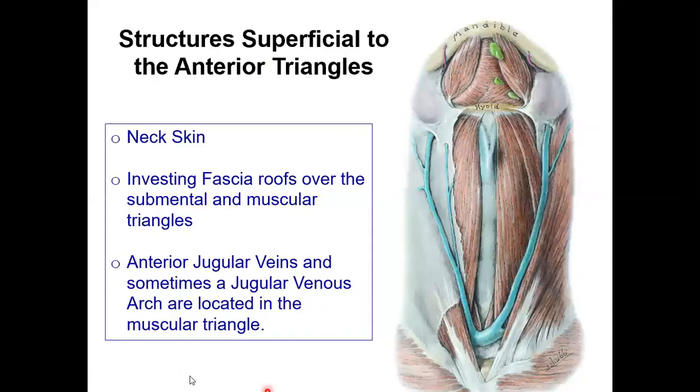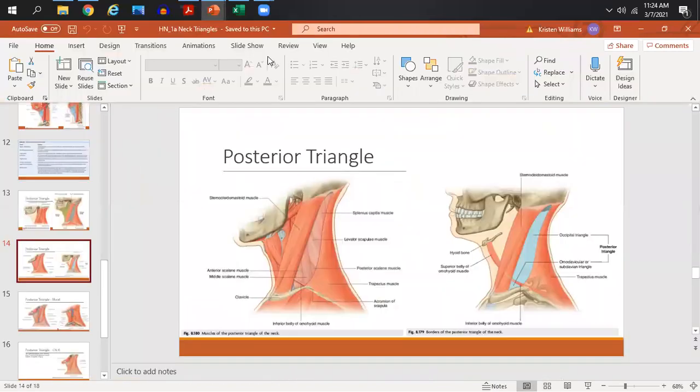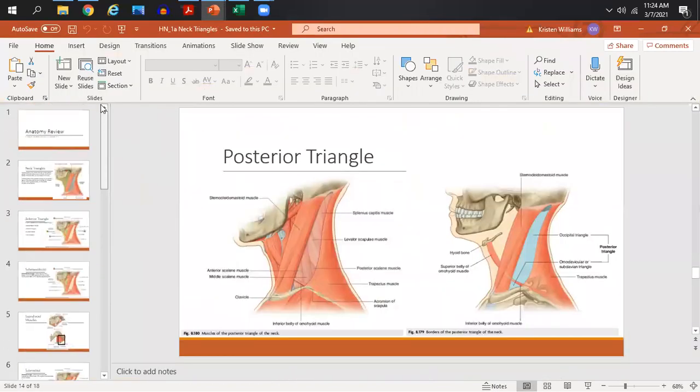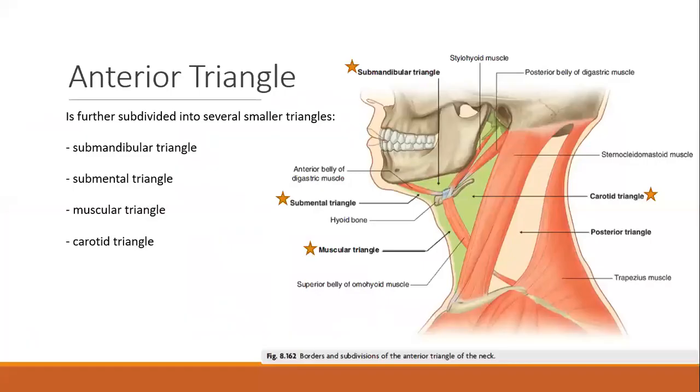All right, I'm actually going to switch to my slides for a second. I really like this picture when it comes to visualizing the 4 anterior triangles because I think it's a little bit easier to see them. So here's your submandibular versus here is your submental. Here's your carotid, and then here is your muscular triangle.